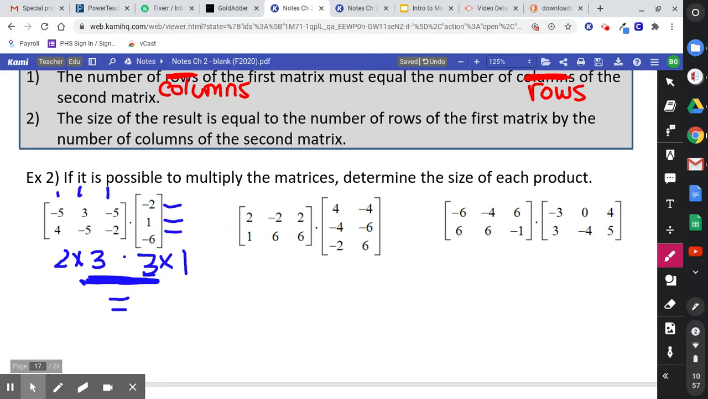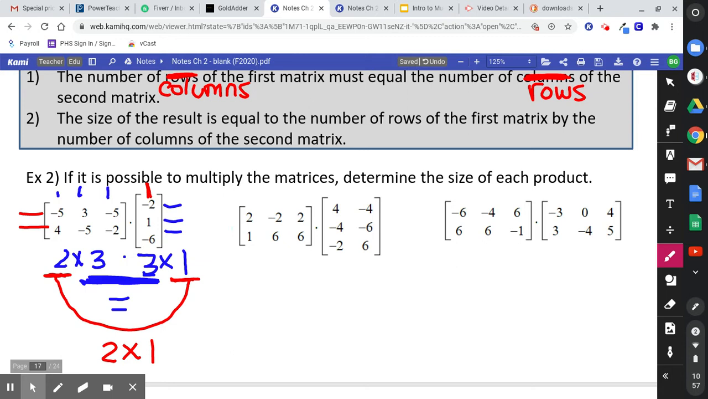All right, great. Bullet point 2 says the size of the result is equal to the number of rows, or this number, of the first matrix by the number of columns, or this number, okay? So what happens is when those two inside numbers are equal, you just take the outside numbers and the result is 2 by 1. So I'm not going to look at all those words. I'm not going to remember those big, long definitions.